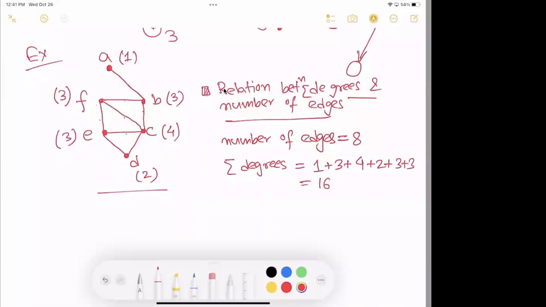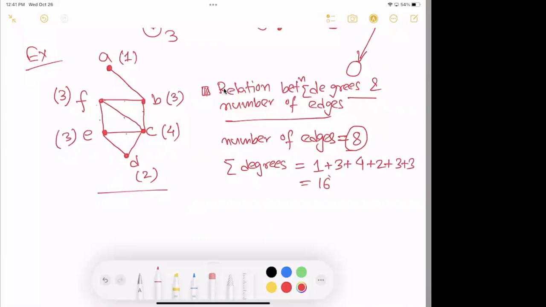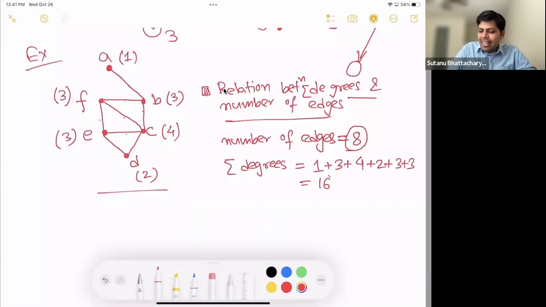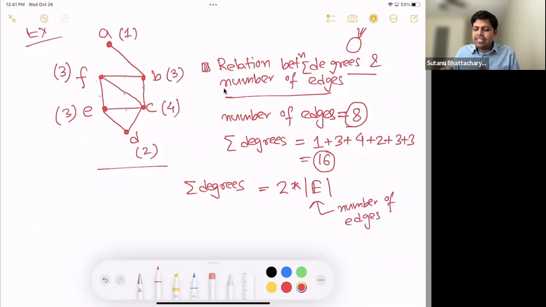Yes. So can you get any relation? Yeah, the degrees is twice that of edges. It seems like that, right? So here it seems that summation of degrees equals 2 multiplied by number of edges. So it seems that this is some relation. You can take any other graph, you will see the same relation.